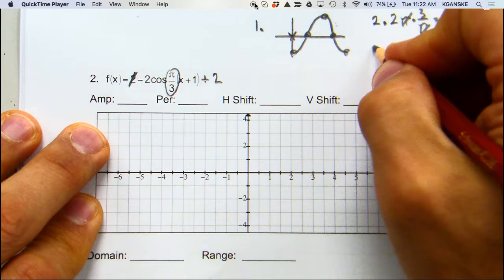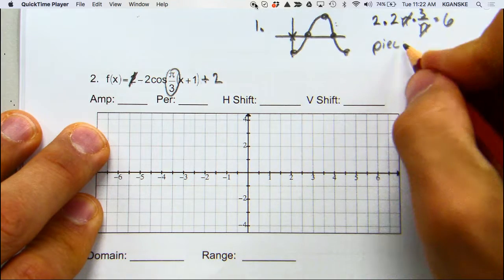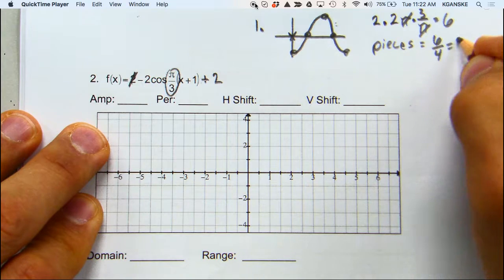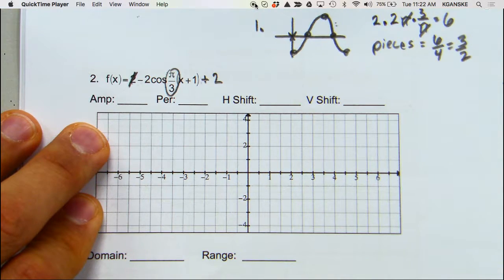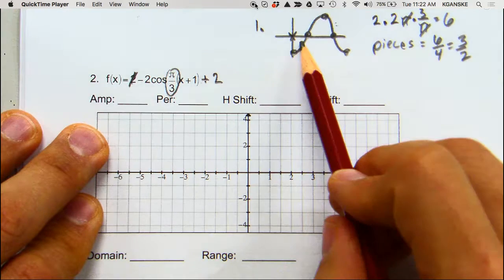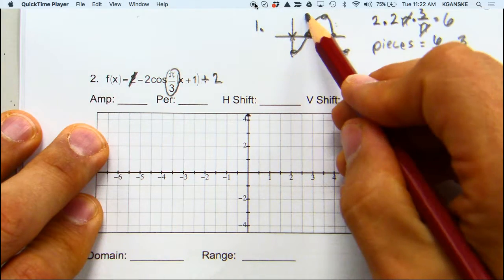My pieces, I'm going to cut those into my 4 equal pieces, and it's going to give me every 6 over 4, or 1.5 on my graph is how I'm going to break my pieces up. Sorry, why is it 6 over 4? Because my graph here is broken up into 4 equal pieces, right?